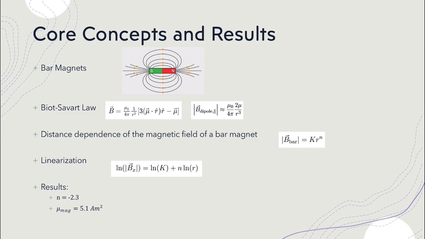Briefly touching on the primary results of the lab, the slope due to linearization was found to be negative 2.3. Further, the magnitude of mu is approximately 5.1 Am squared.